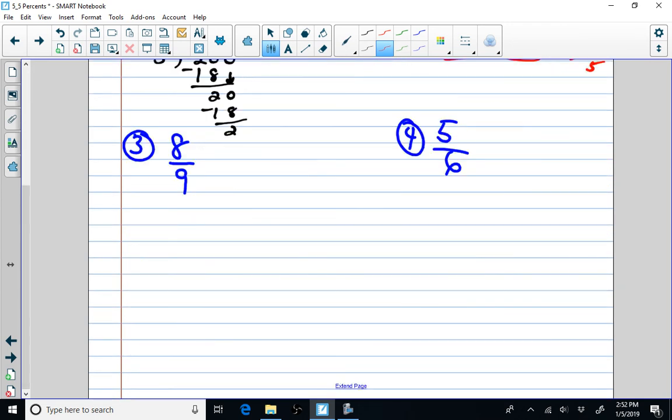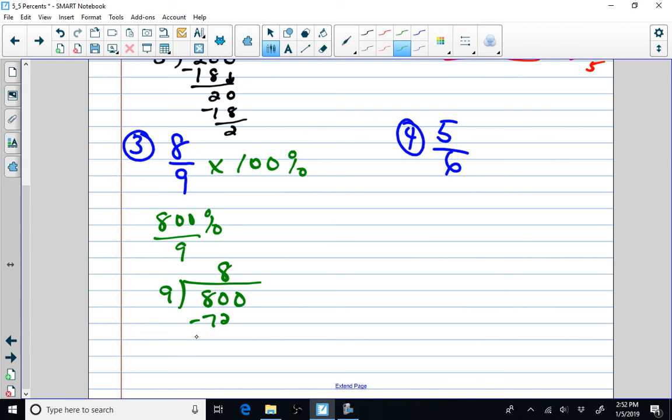All right, let's look at 8/9. First step, multiply the fraction by 100%. That's going to give me 800% over 9. I do my long division. I divide 9 into 800. 8 times 9 is 72. Subtract, I get 8. Bring down the 0. 8 times 9 is 72. Subtract, I get 8. That remainder of 8, I put over my divisor of 9, and we get 8/9 is the same as 88 and 8/9%.